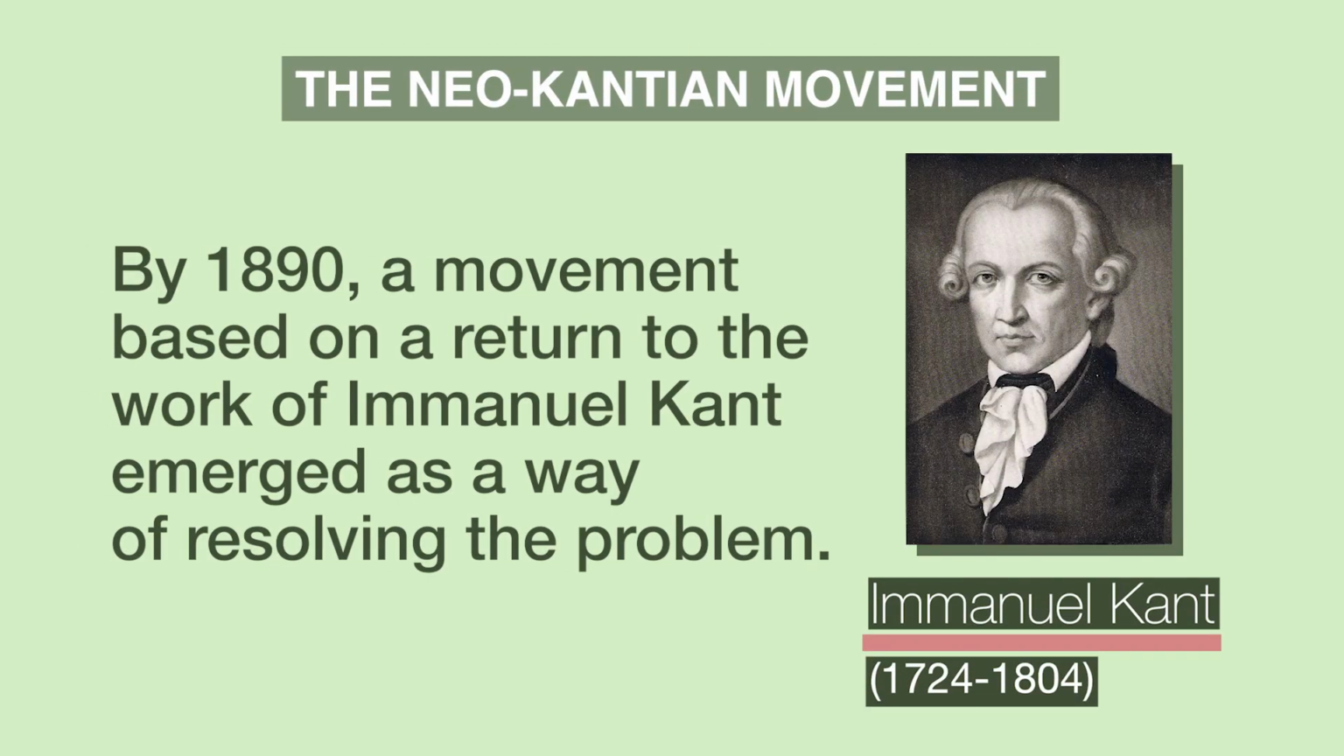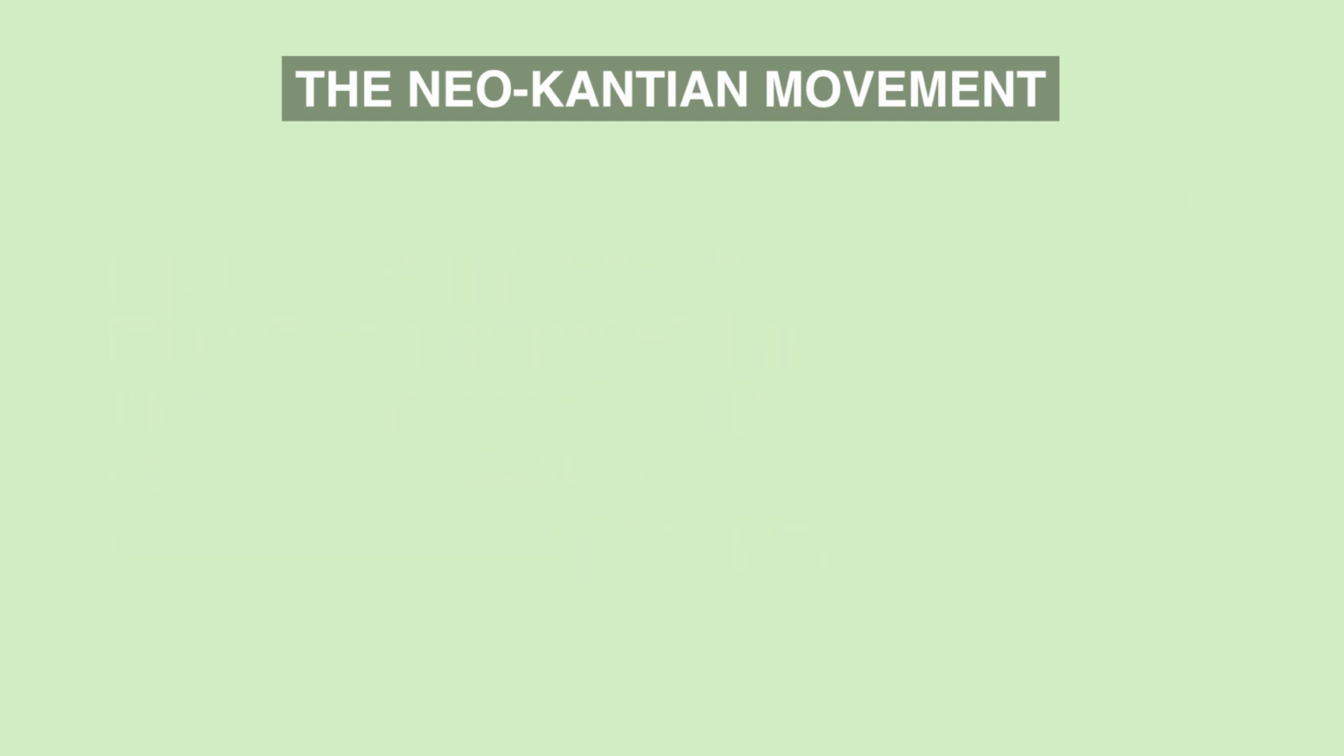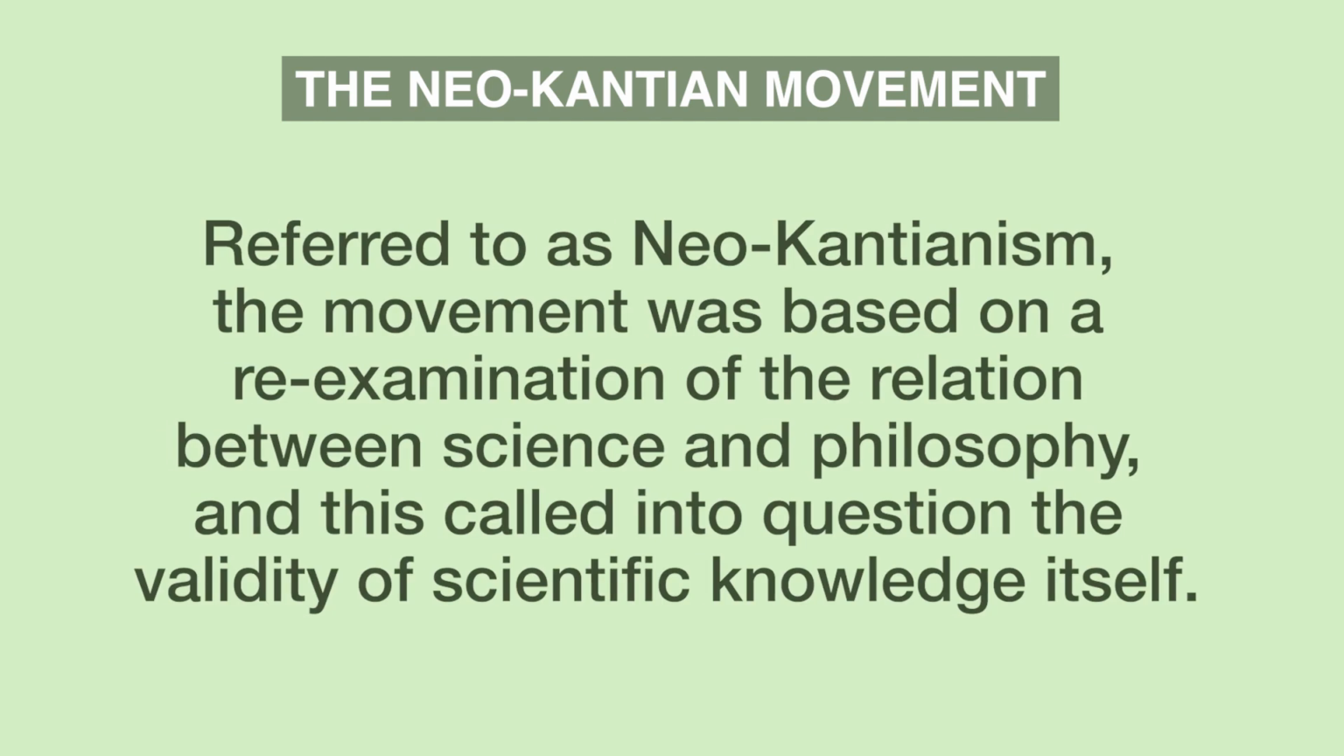The Neo-Kantian movement, and by 1890, a movement based on the return to the work of Immanuel Kant emerged as a way of resolving the problem. Referred to as Neo-Kantianism, the movement was based on the re-examination of the relation between science and philosophy, and this called into question the validity of the scientific knowledge itself. By 1890, when this legitimacy was being challenged and the relationship between philosophy and science was being reimagined and reshuffled, at that point of time there was a movement gaining ground which we call Neo-Kantianism.